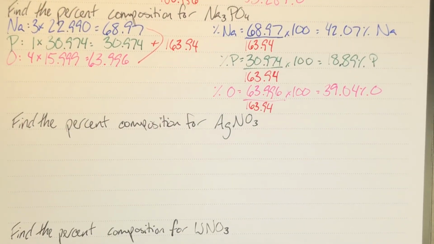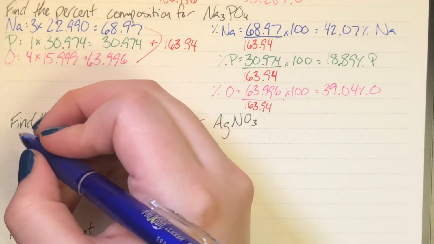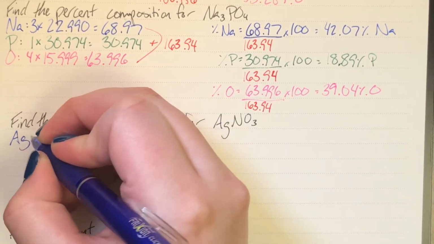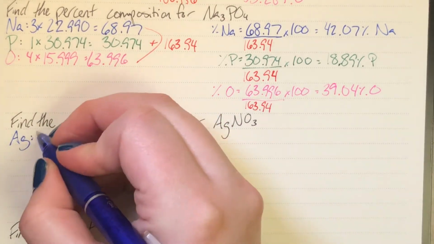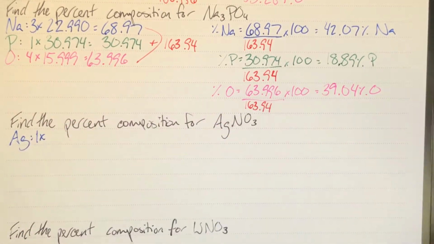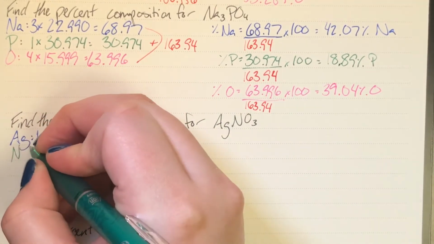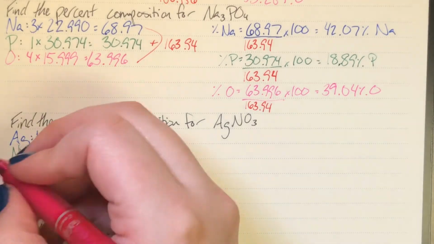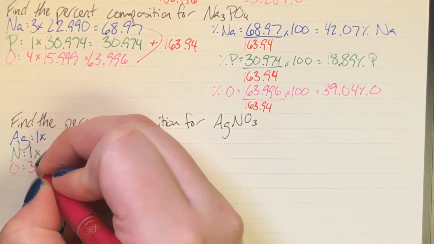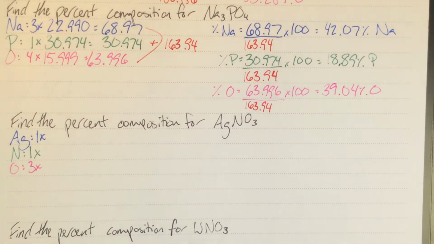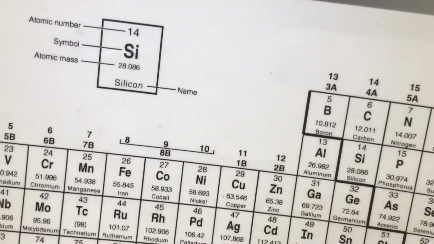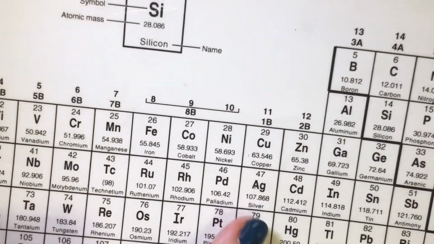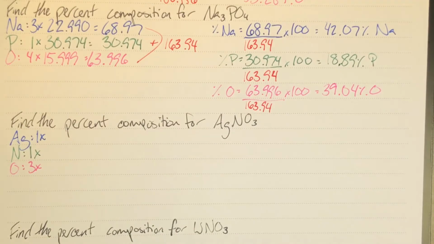I am asking for percent composition for silver nitrate. So yet again, I will go ahead and do silver. I only have one of them. Nitrogen, I only have one of them. Oxygen, I'm going to have 3 of them. And then I'll look on the table. Silver's mass will be at 107.868.